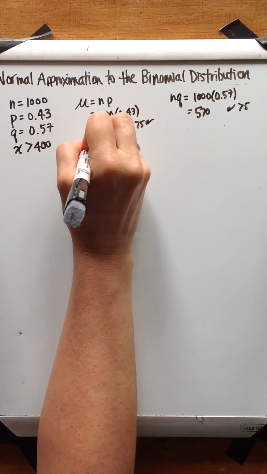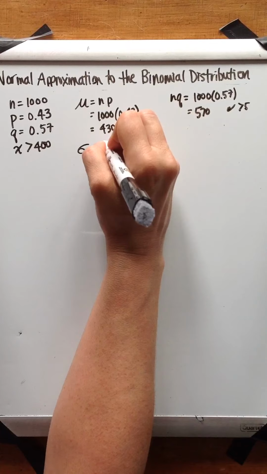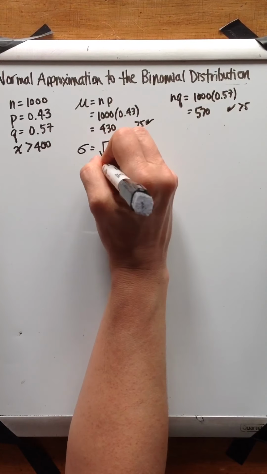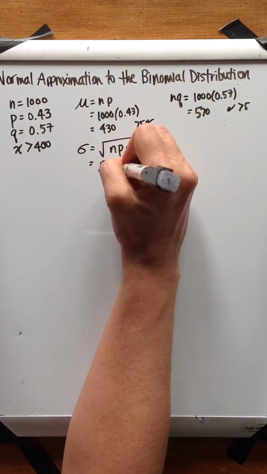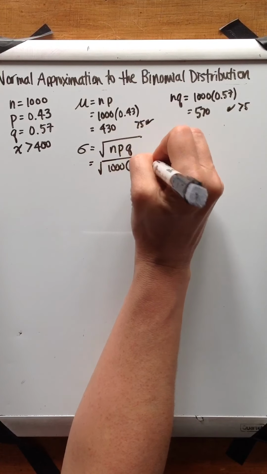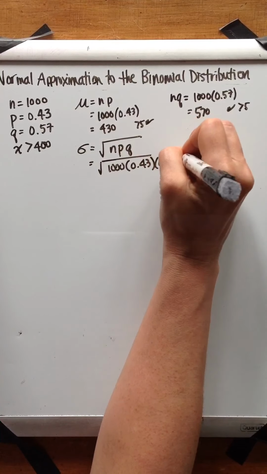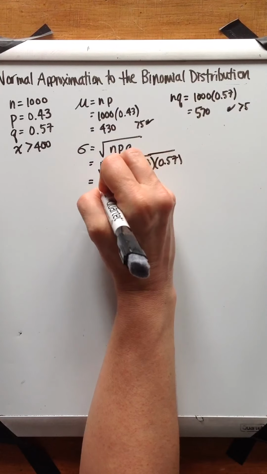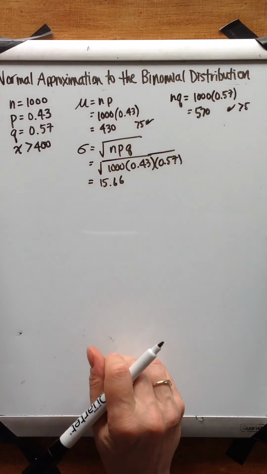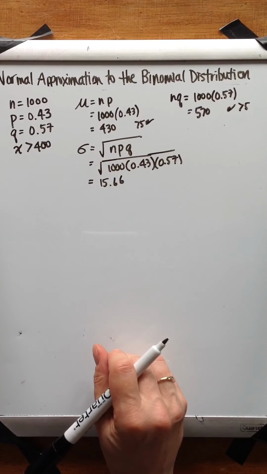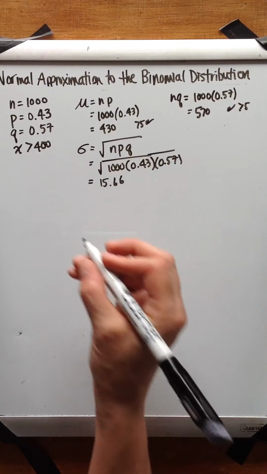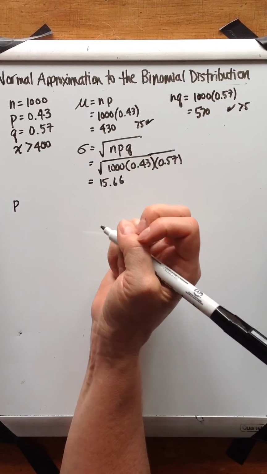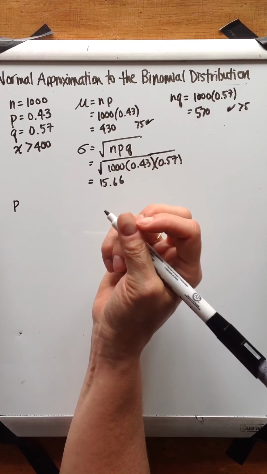Our next step is to find the standard deviation. It is the square root of npq. So, square root of 1,000 times 0.43 times 0.57. I'll save you some time. Make sure you can do it though. 15.66. All right, so let's answer this question. What is the probability of surveying those 1,000 Canadians if 43% of them say they don't like hockey, that more than 400 will say this.